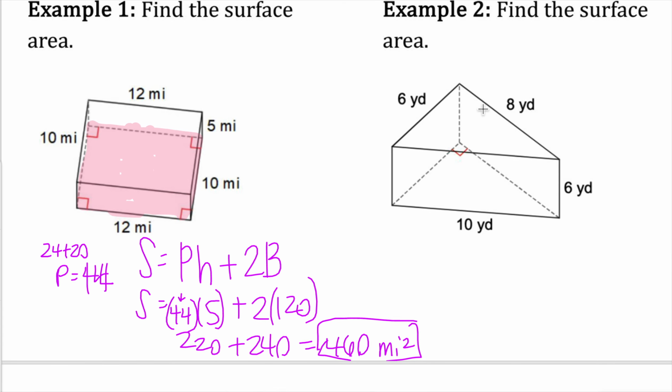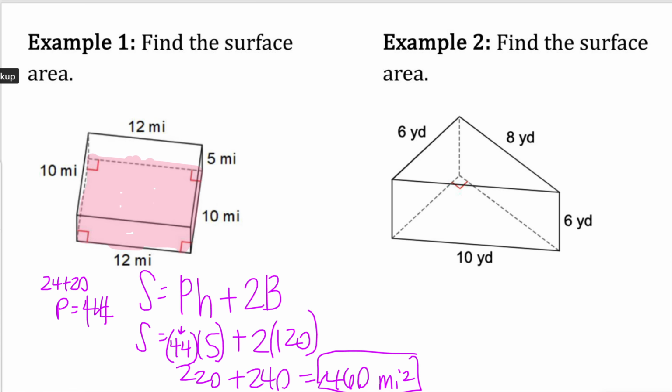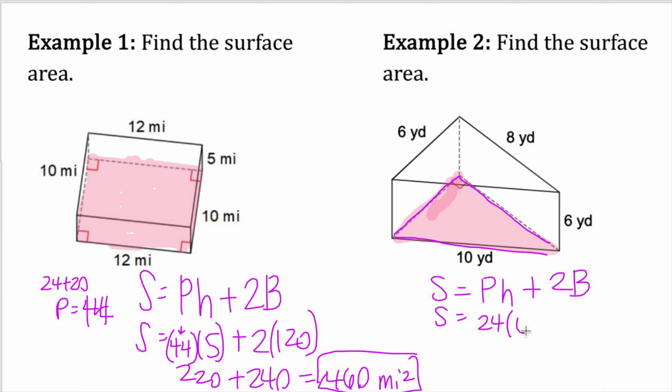For the next one, finding the surface area, again thinking about the perimeter of my base. Here's my base. So I'm seeing a triangular base here. So using that, perimeter is going to be 8 plus 6 plus 10. So using my formula, perimeter of the base times height, plus 2 times area of the base. 6 plus 8 plus 10 will be 24. The height of this prism is 6.